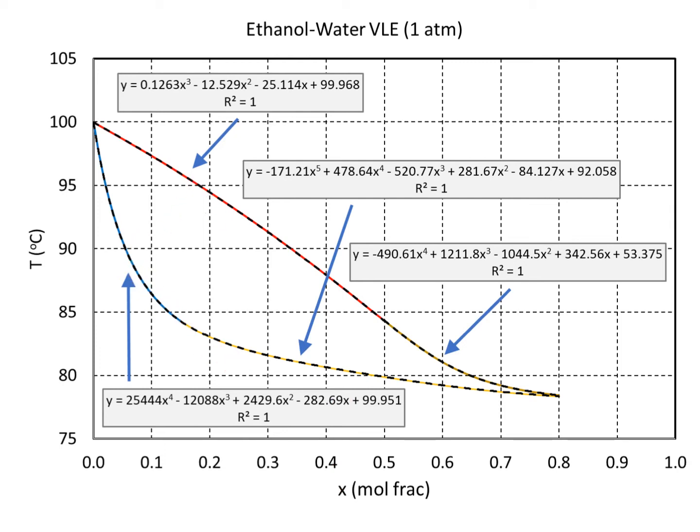Now we have, in the previous slide, XY equilibrium data. And on this one, we've got the bubble point curve and the dew point curve. We only need 2 equilibrium relationships to solve this problem. So I'm going to use just the equations on this graph for the bubble point and the dew point.